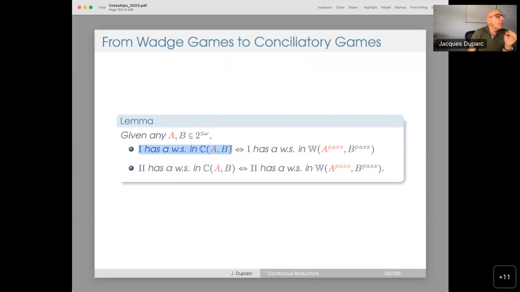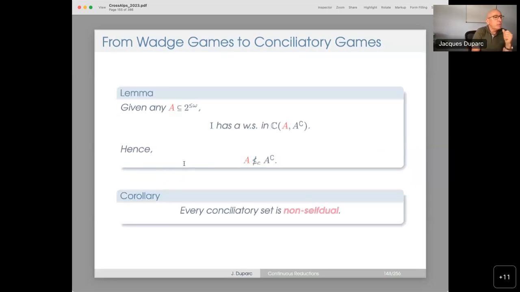One has a winning strategy in the game that I've just described if and only if the same player one has a winning strategy in the wedge game where you replace A by A pass and B by B pass. Essentially, I mean, it's completely trivial. In this game, when one plays pass, here it plays the letter pass. And here, when one plays the letter pass, here one just passes. Same thing for two, so there's a nice symmetry between the two. One has a winning strategy.